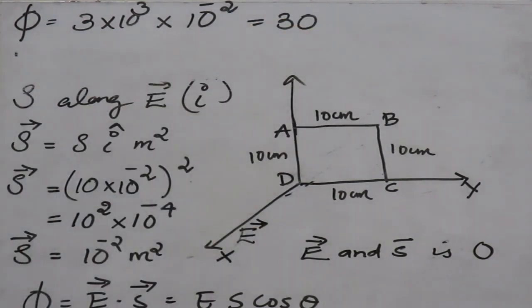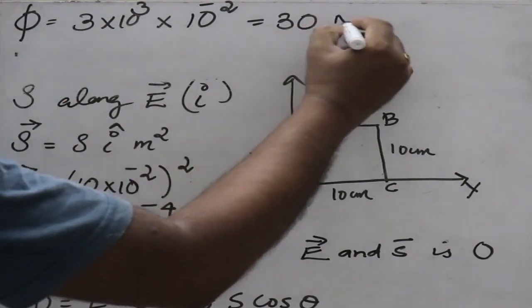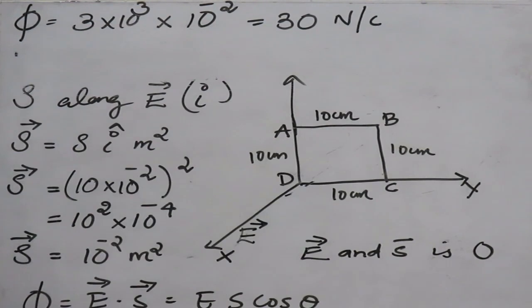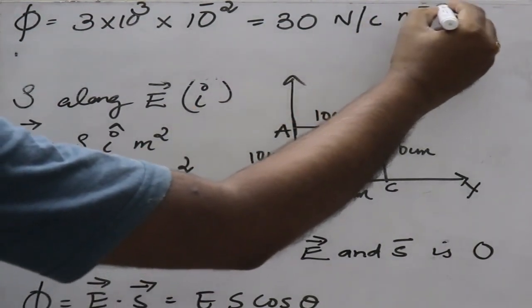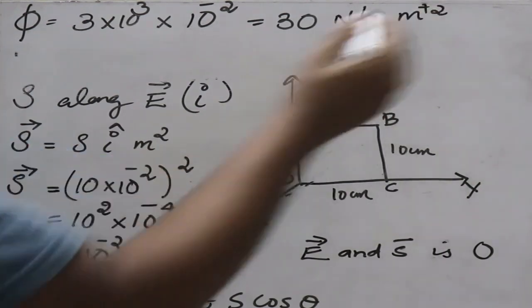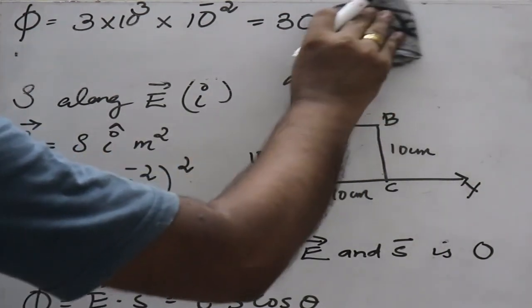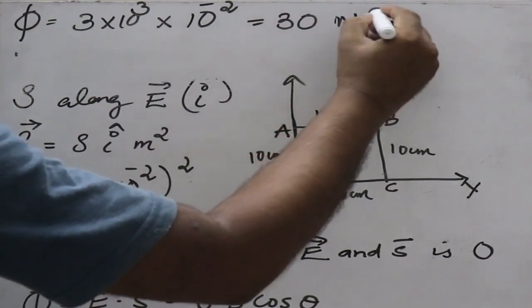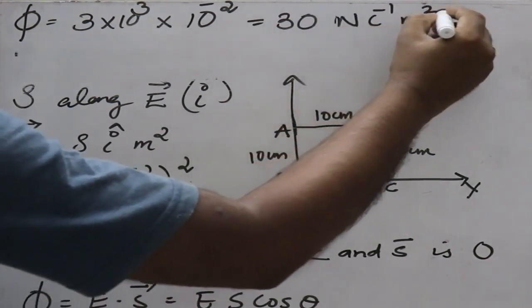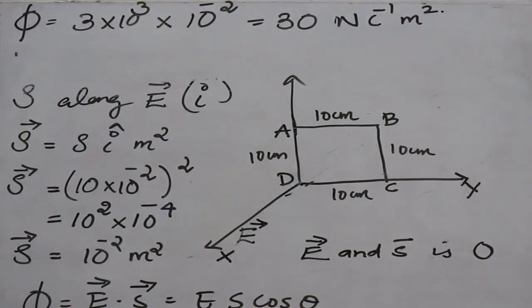What is the unit of flux? The unit of flux is Newton per Coulomb meter raised to plus 2. Or otherwise we can write it like this: Newton Coulomb raised to minus 1 meter square. So that is the unit of flux.